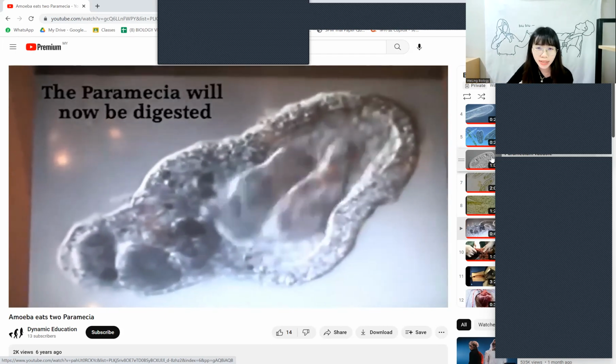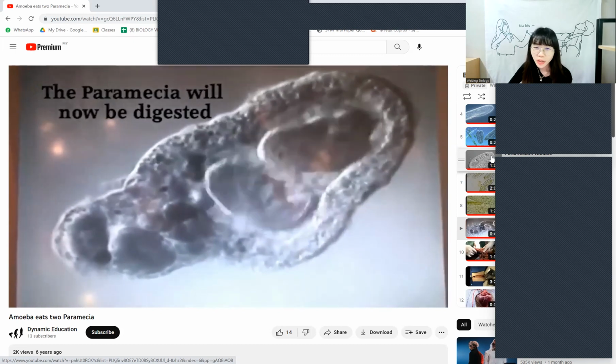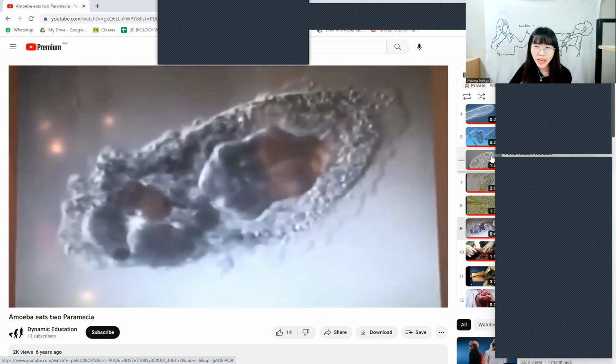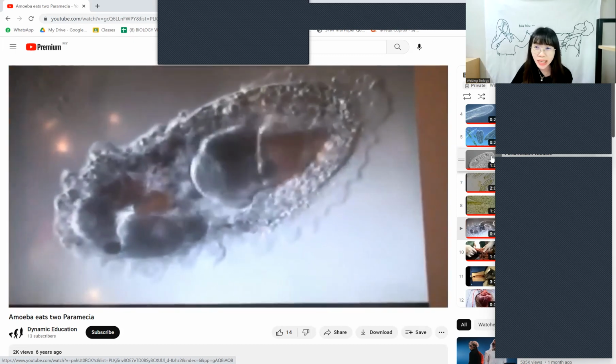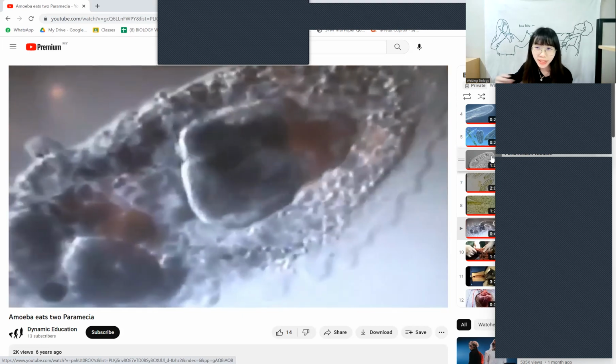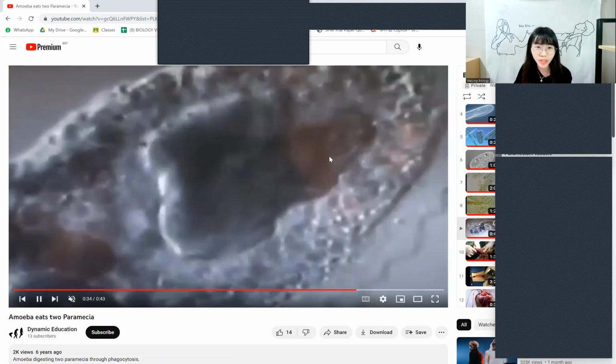And right now they are struggling. But too late, guys. Too late. Too sad. They die. They're going to die in a bit. And they get digested soon. So this is how they digest the food.